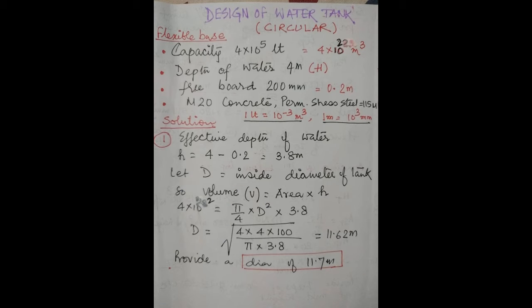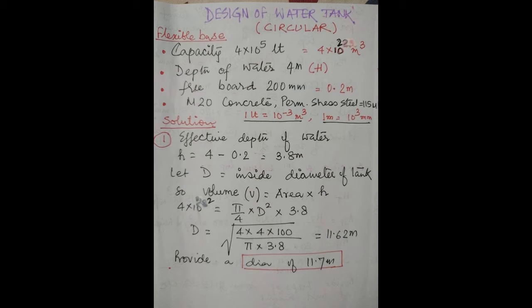Let us read the problem. Design a circular water tank with a flexible base of capacity 4 into 10 to the power 5 liters. Depth of the water is 4 meter. Freeboard is 200 millimeter. And here we are using M20 concrete. And the permissible stress in the steel is given as 115 MPa.